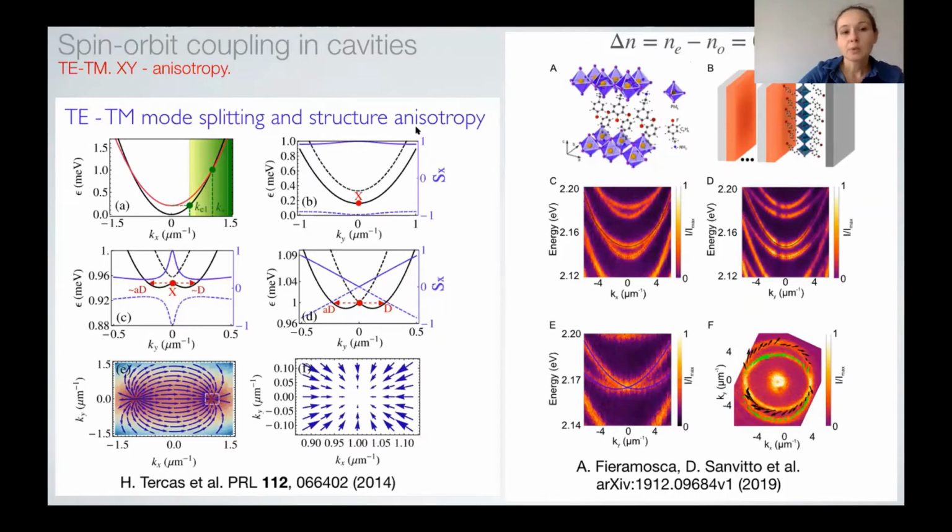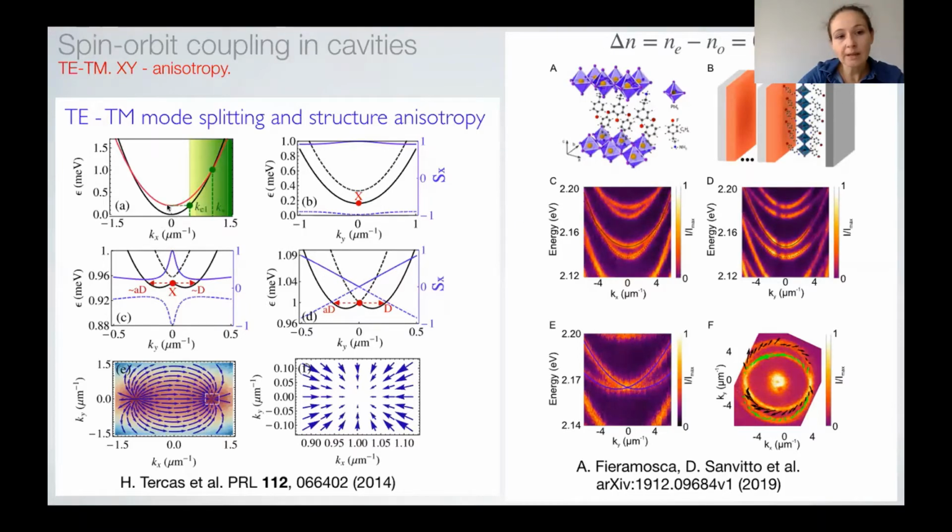So if we put some anisotropic media inside the cavity, for example, as was demonstrated in this very beautiful work, when you put in a two-dimensional perovskite that has a difference in the refractive index between the extraordinary and the ordinary of some given value, what you can actually produce is a small splitting even at k equal to 0.